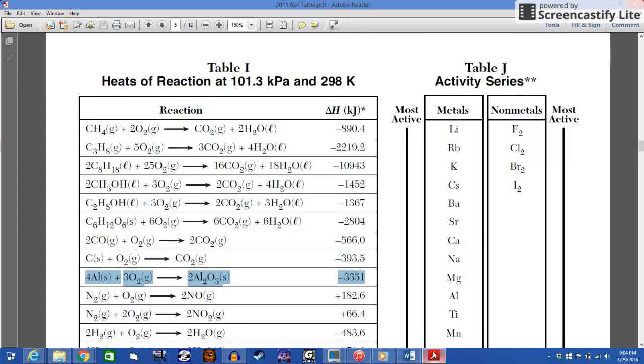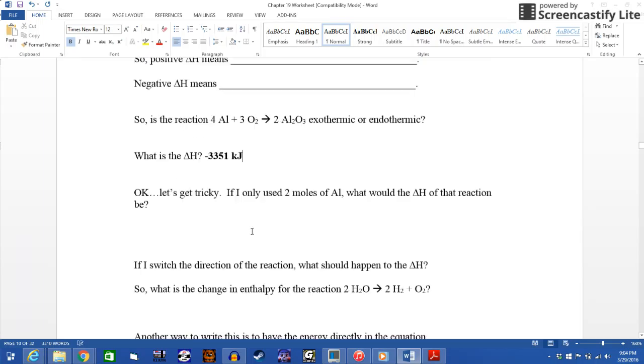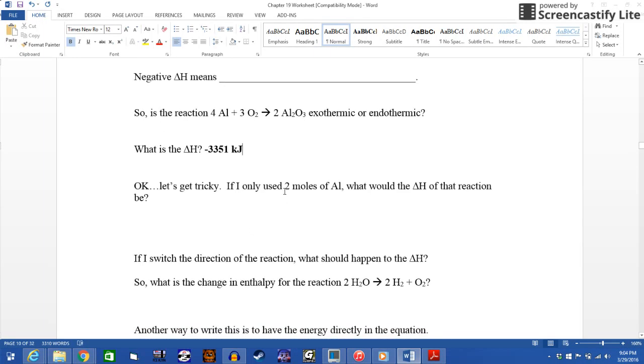All right, the delta H I'm going to look up. Negative 3,351 kilojoules. All right, let's write that in. Now, I'm going to get a little tricky. Look at this equation. Now, what would happen if I only used 2 moles of aluminum?